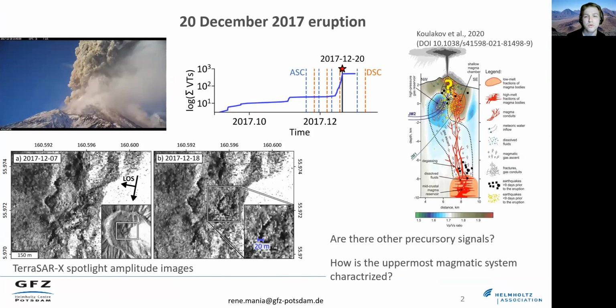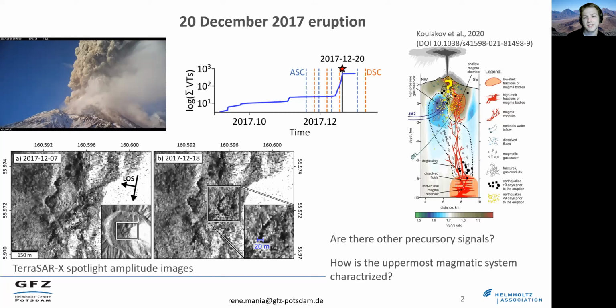A common precursory sign is the seismicity. And here in this graph, we can see on the y-axis the accumulation of volcano-tectonic events. And we can see a clear exponential increase during the last days preceding the eruption. At the same time, we observed the formation of a major fracture at the summit, as seen here in these TerraSAR-X spotlight amplitude images.